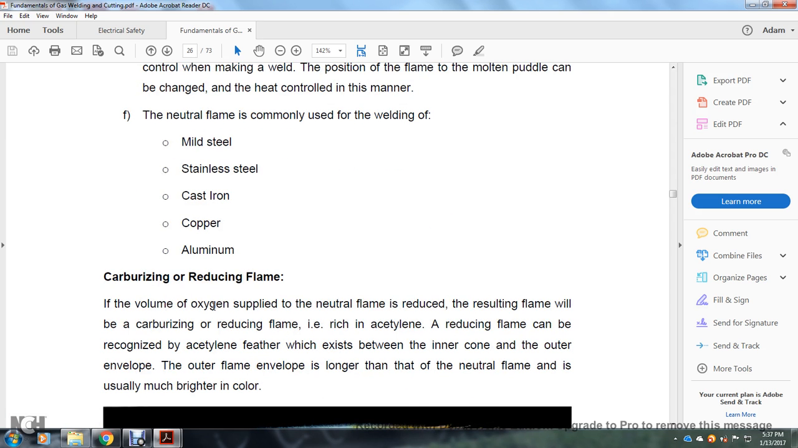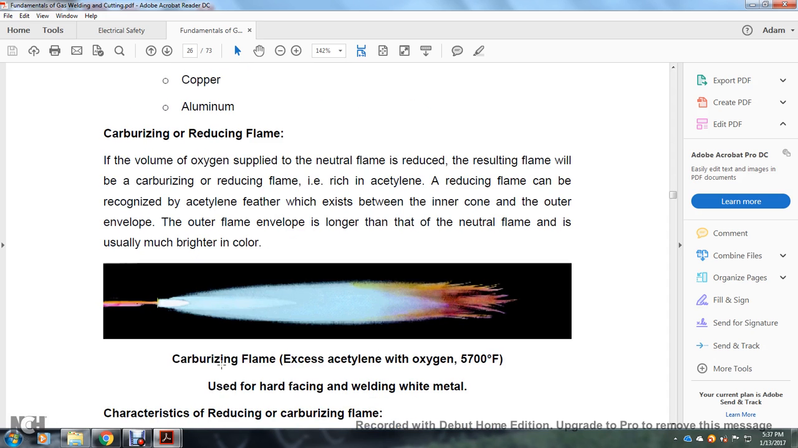Carbonizing or reducing flame. When the oxygen supplied to a neutral flame is reduced, the result is a flame with a carbonizing, reducing, acetylene-rich character. The reducing flame can be recognized by the acetylene feather between the inner cone and the outer envelope. The outer flame envelope is longer than the neutral flame and is usually much brighter. This carbonizing flame, with excessive acetylene relative to oxygen, is about 5,700 degrees Fahrenheit and is used with hard-facing welding and white metal.